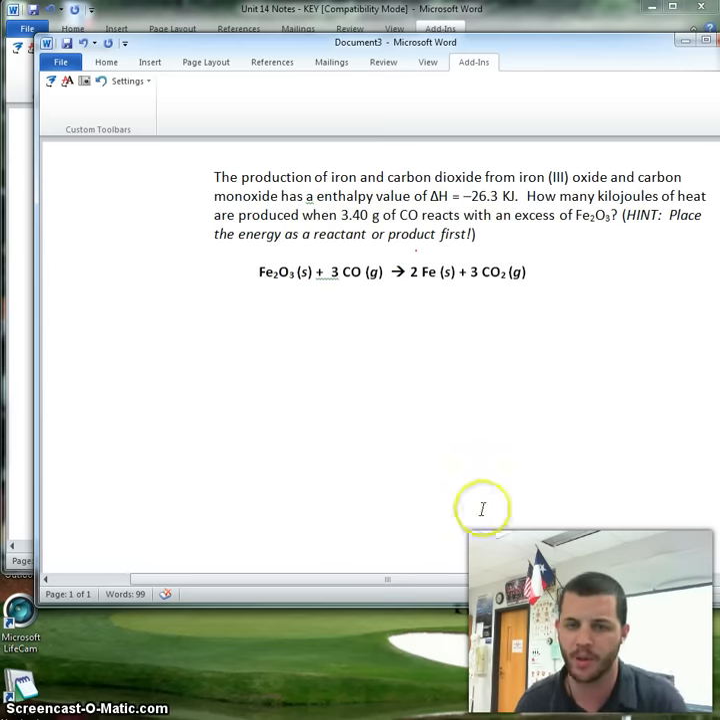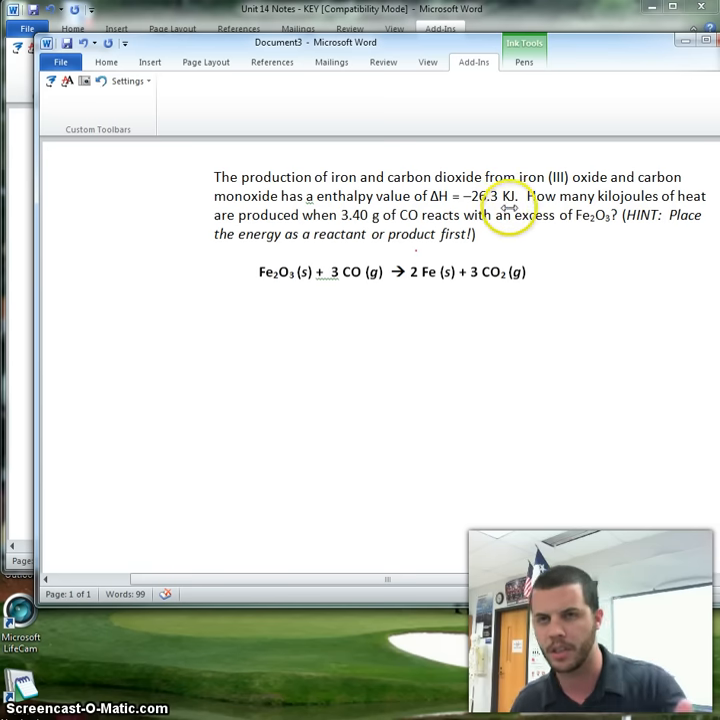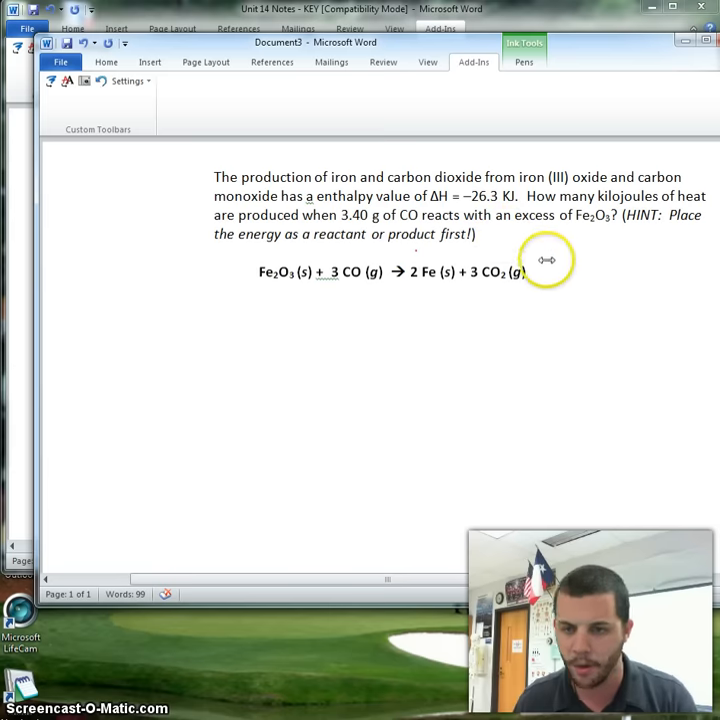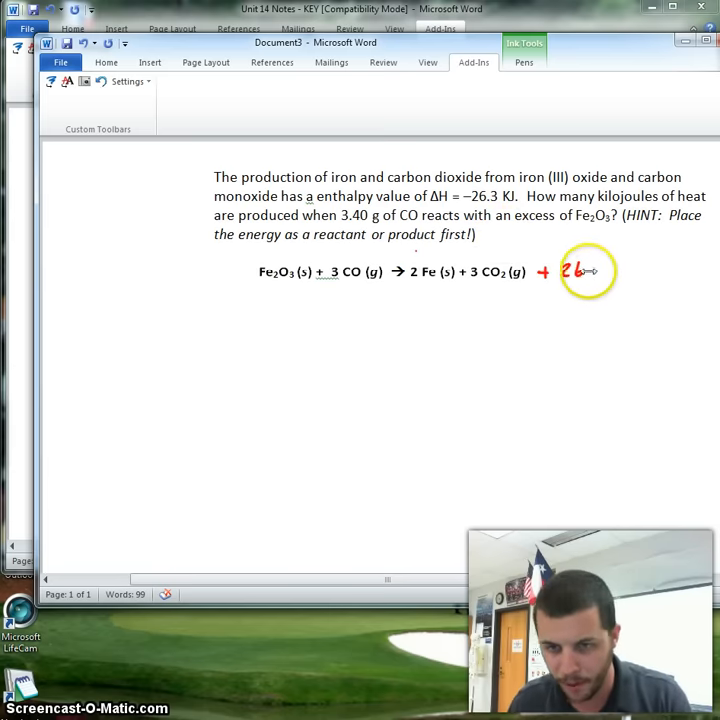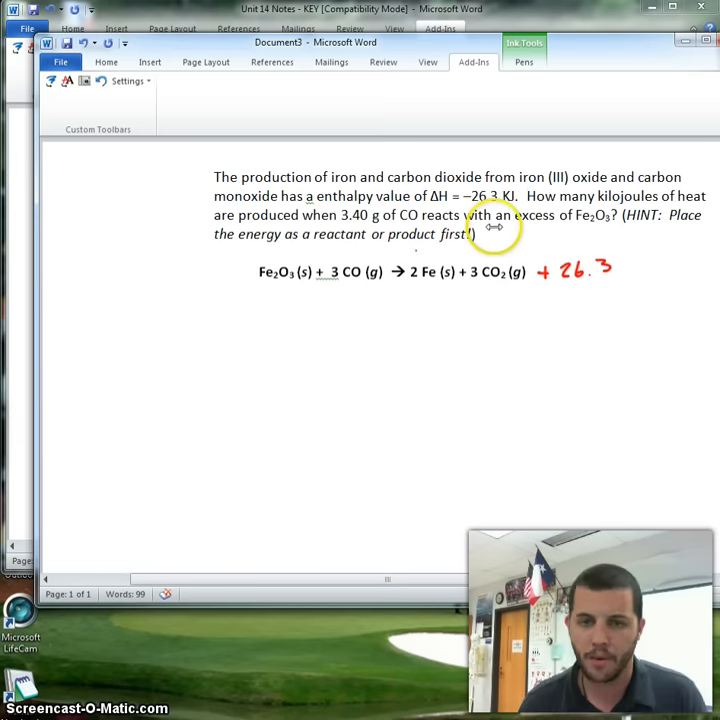So what we need to do now is determine where this energy is going to go. Since it tells me that my delta H is negative, I know that my energy is a product. So I'm going to go ahead and put 26.3 kilojoules. Now let's think about this. If something is releasing 26.3 kilojoules, it's releasing that in a positive number. Okay, it's not releasing negative energy. So I'm going to actually put positive 26.3 right here. Even though it says negative, the negative just tells me that that 26.3 is on my products side.